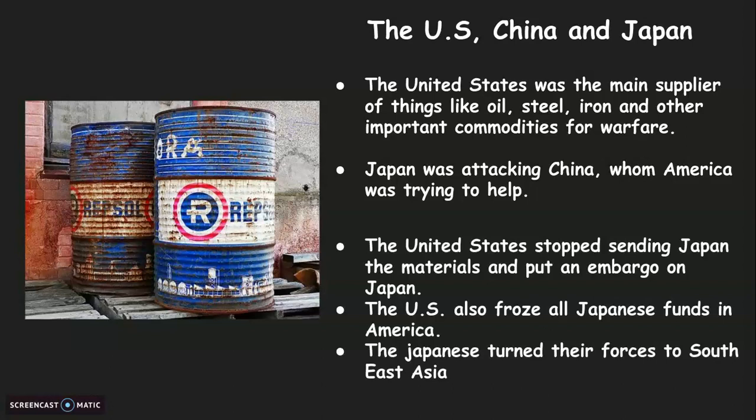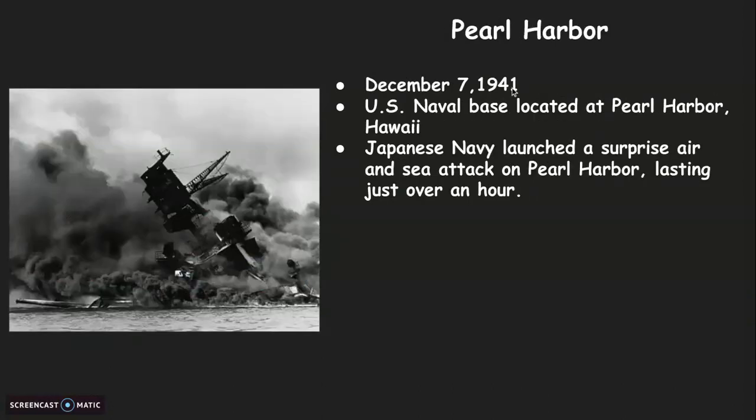So Japan, they are keeping their troops in China, but now they turn their forces to Southeast Asia. They turn their forces to the islands of the Pacific. And what major island and what major attack do they pull off first on the United States? Pearl Harbor, December 7th, 1941. A day that will forever live in infamy. Pearl Harbor was a naval base located in Hawaii, and Japan launched a surprise air and sea attack on Pearl Harbor, lasting just over an hour.